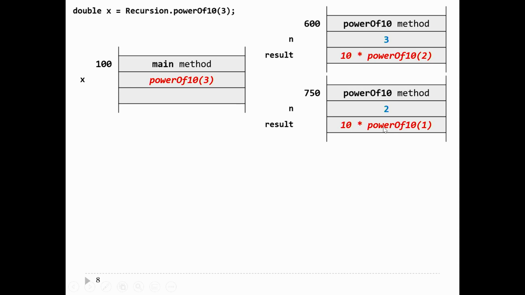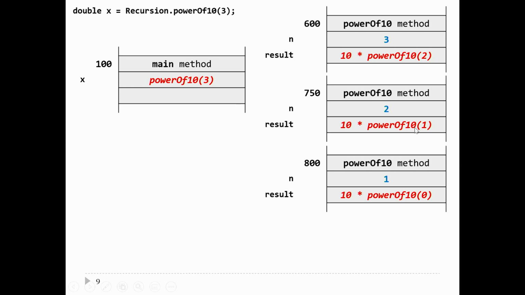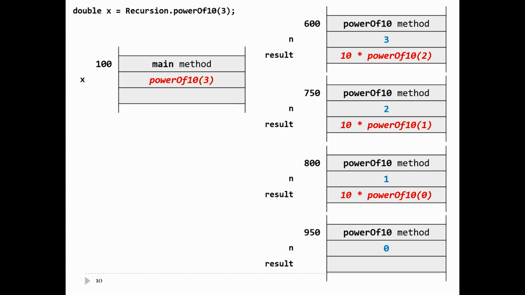The result is now 10 times the power of 10, 1. So that's another method call, so more memory gets carved out. The value of n is 1. The result is 10 times power of 10, 0. So power of 10 runs again. This time n is 0, which is a base case. So now we know what the answer is. We reach the base case, I know that the result is 1, and then the method finishes running.